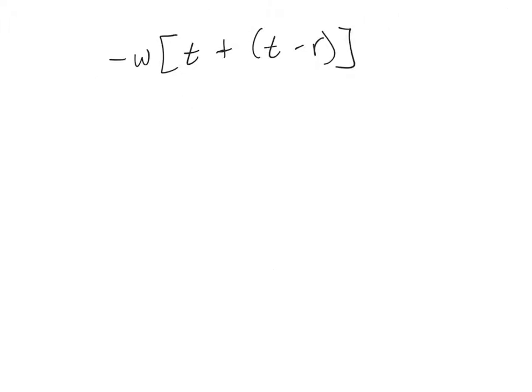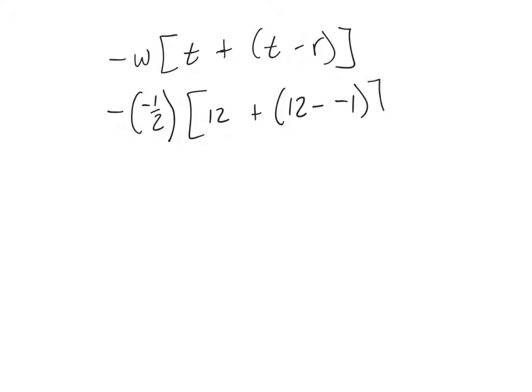Well, first of all, there's brackets in this one. When you're keying this in the calculator, we don't use brackets. You're going to use parentheses. So you would just do double parentheses, but we'll deal with that later. All right, so we've got here negative, and w is negative 1/2. I'm going to have to give you the values because they were on the other page. t is 12, parentheses, 12 minus r, and r was negative 1, close parentheses and bracket.